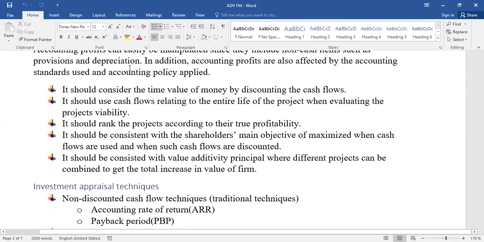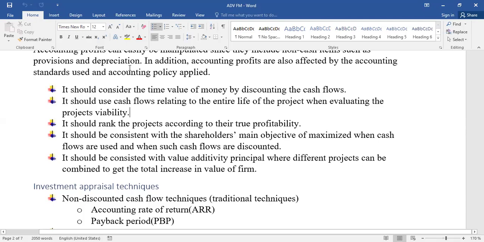It means that we are going to be ranking our projects using the profitability index. It should be consistent with the shareholders' main objective of maximization of the cash flows, and also minimization. And it means that when the cash flows are used and when such cash flows are discounted, the discounting is whereby we look at the future and bring it to current values. And it should be consistent with the value additivity principle, where the different projects can be combined to get the total increase in the value of the firm.